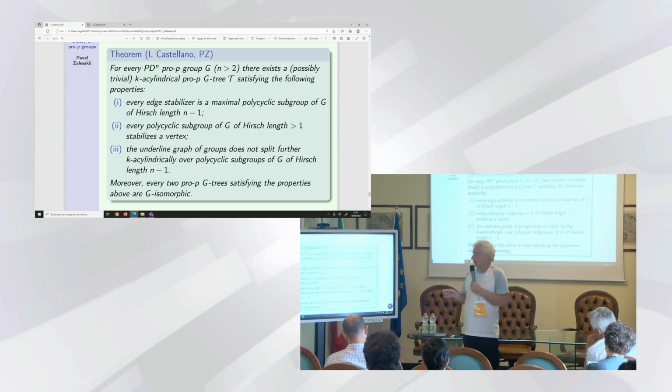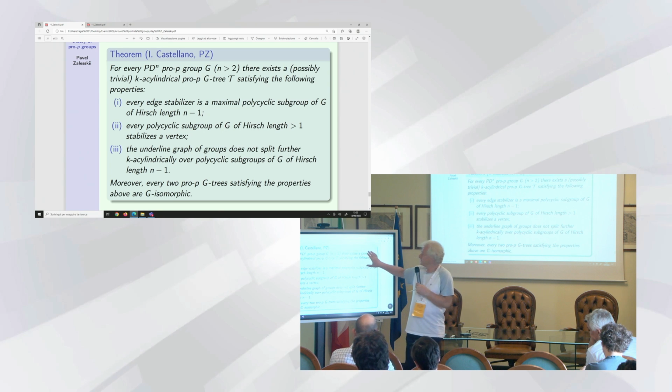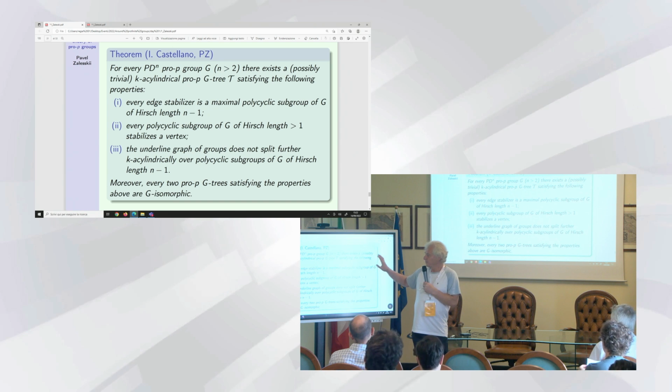All right, and here we are sort of making a pro-p version of this. So this can be considered in two ways. First, as a pro-p version of Peter Kropholler's theorem for PDn pro-p groups, and secondly, as an initial step of JSJ decomposition theory for pro-p groups.